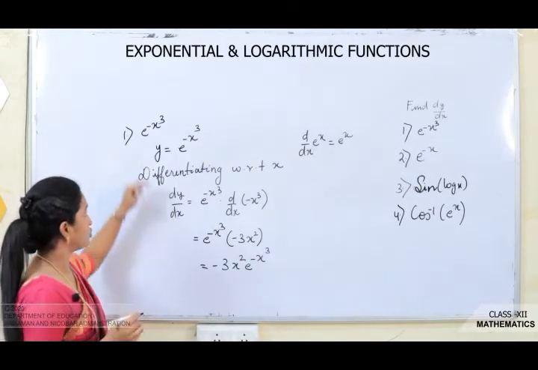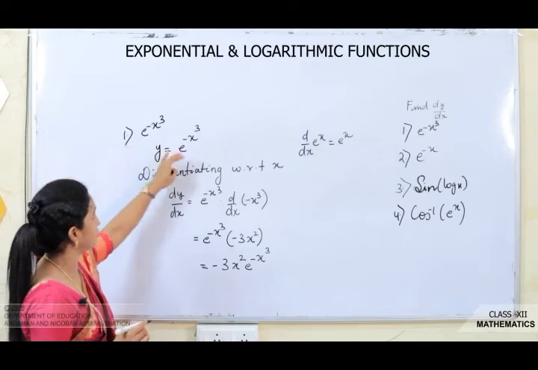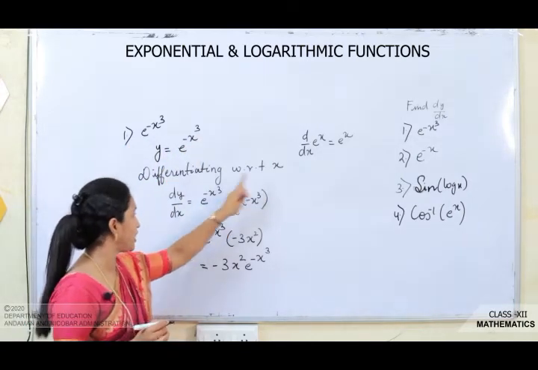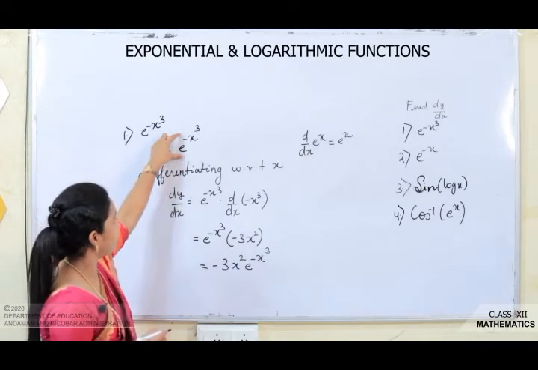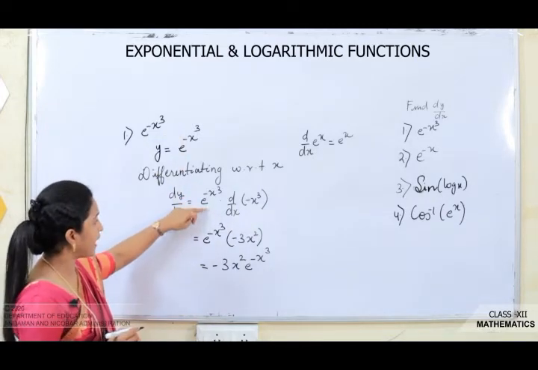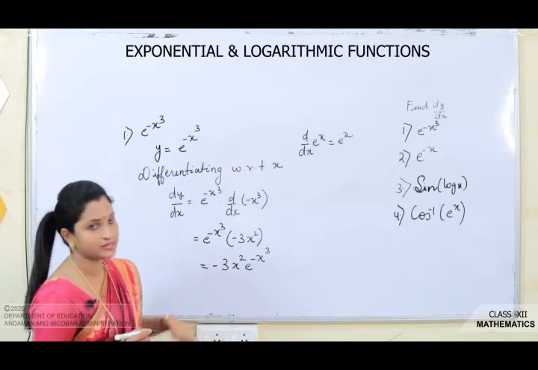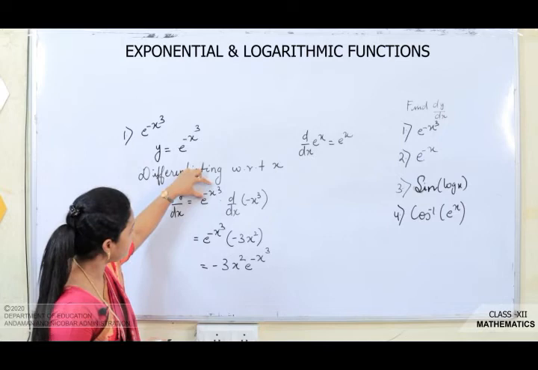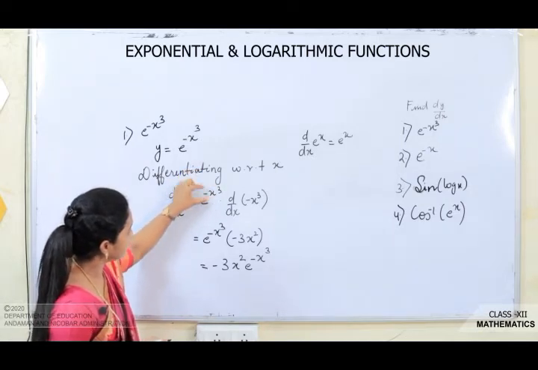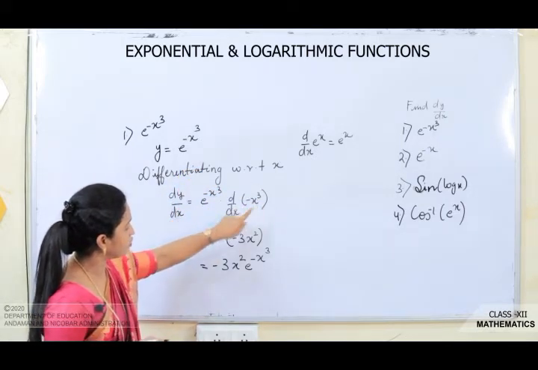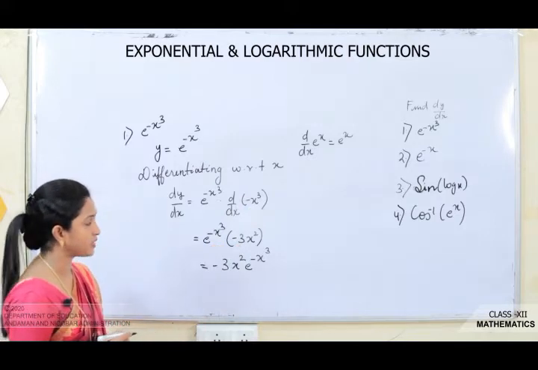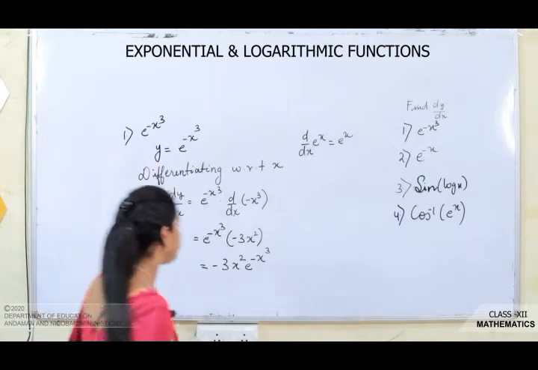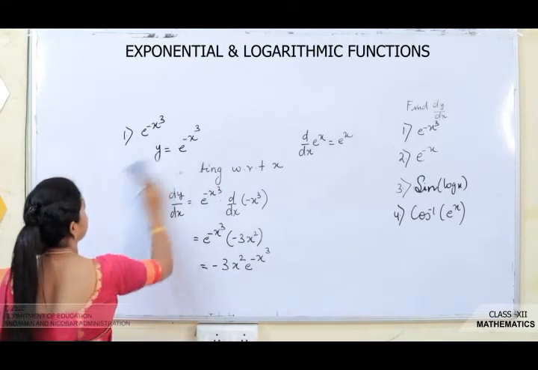Clear children? So you have to first write let y is equal to e to the power minus x cube, differentiating with respect to x. When you differentiate it, you have to apply chain rule, and we know that the derivative of e to the power x is e to the power x. So you will write it down as it is and then differentiate the power, that is minus x cube, and when you differentiate minus x cube you are going to get minus 3x square, and finally minus 3x square e to the power minus x cube. Okay. Now moving on to the next part.